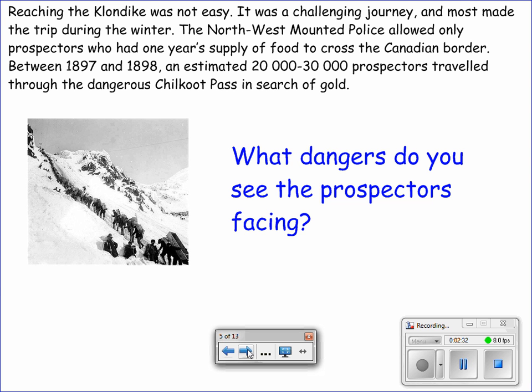Between 1897 and 1898, an estimated 20,000 to 30,000 prospectors traveled through the dangerous Chilkoot Pass in search of gold. Just take a look at this photograph here. What dangers do you see the prospectors facing? Please put the video on pause so that you can get a closer look at this picture and write down what dangers you see the prospectors facing. Let's continue.